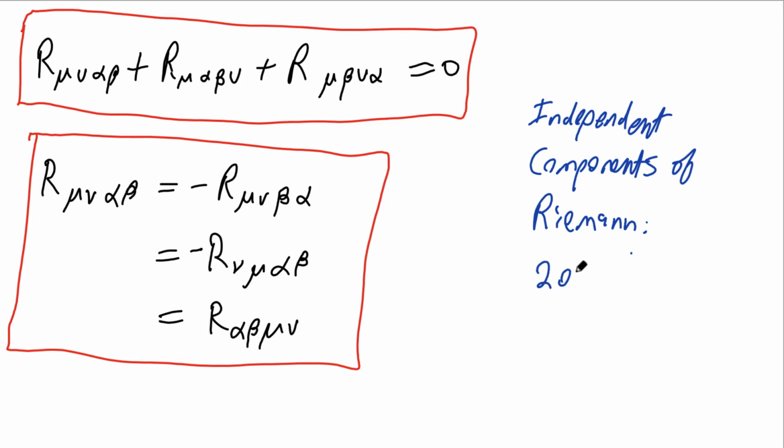So the independent components are 20 in 4 dimensions, and in 3 dimensions there are 6 independent components, and in 2 dimensions there's just 1 independent component. So these are all of the symmetries of the Riemann tensor, and they're all algebraic relations between the components of the tensor. Now there's another identity satisfied by the Riemann tensor that's very important, that's of a different character because it involves derivatives of the Riemann tensor, and it's called the Bianchi identity.